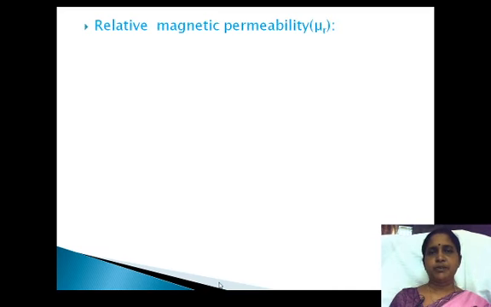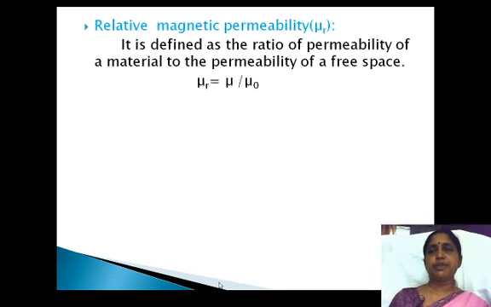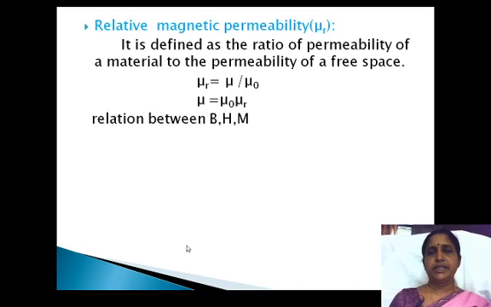Relative magnetic permeability: it is the ratio of the permeability of the material to the permeability of the free space. Then we call that the relative permeability, mu r. Mu r is equal to mu by mu naught.